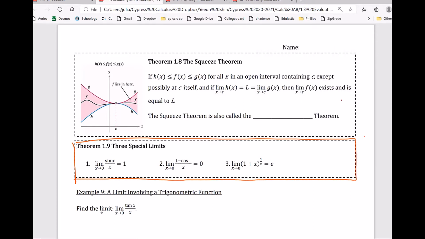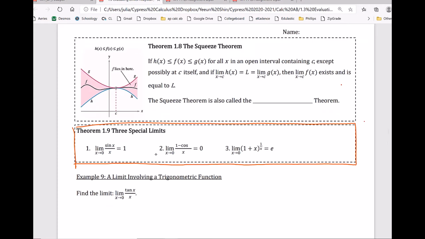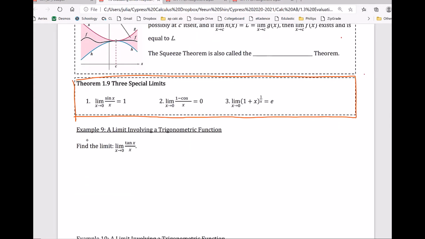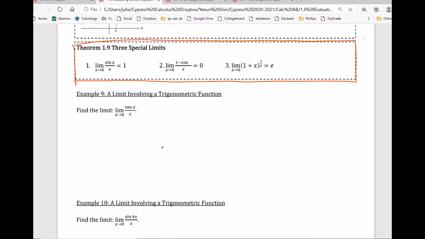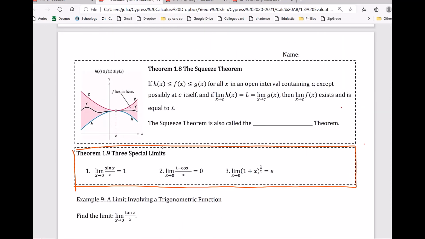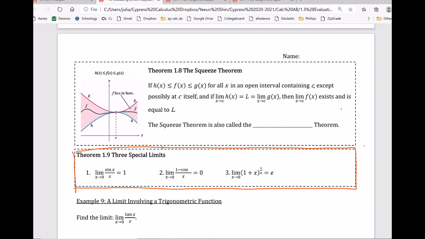Currently in our textbook, you're being introduced to the squeeze theorem because it helps prove these three special limits, which you're now going to use to find limits of trigonometric functions, or limits involving trigonometric functions. So I don't want you to be confused: why do we go over the squeeze theorem and then I don't see squeeze theorem questions? Well, it's kind of embedded in there. But let's get a good introduction to it.